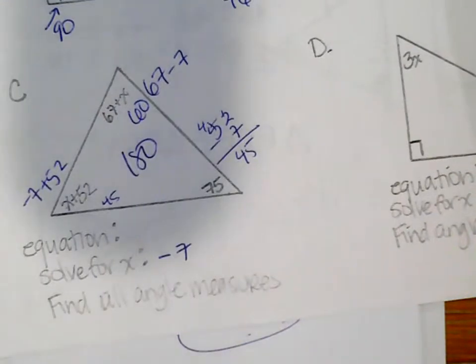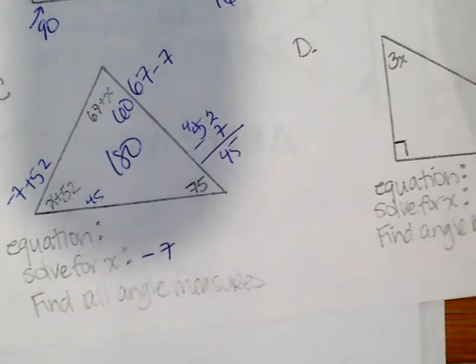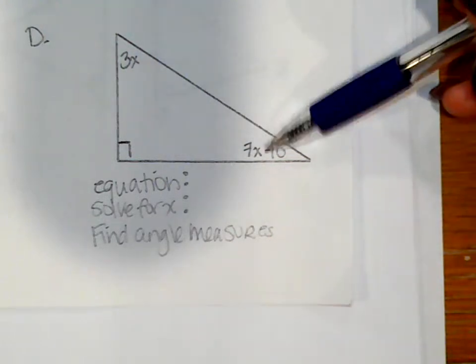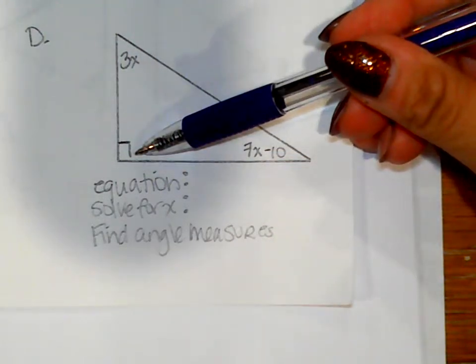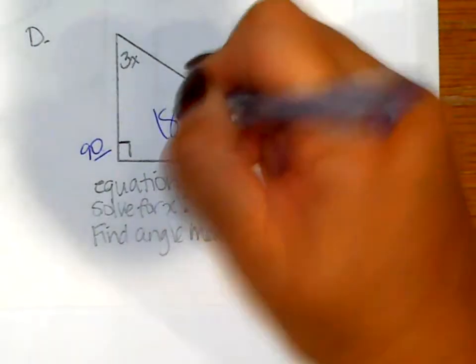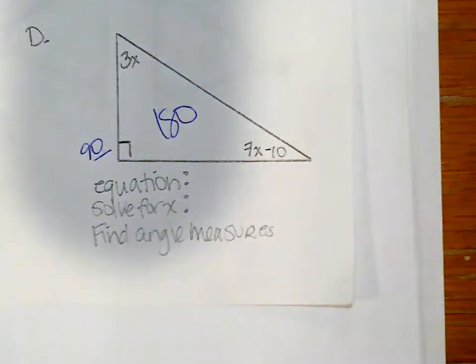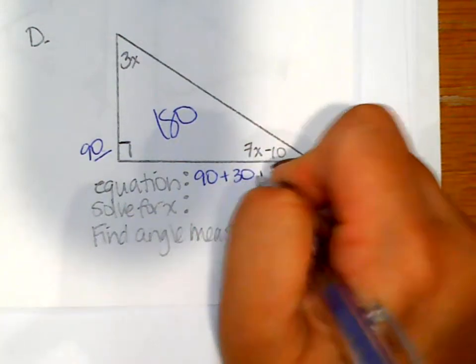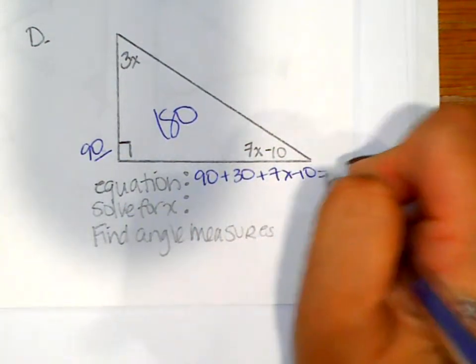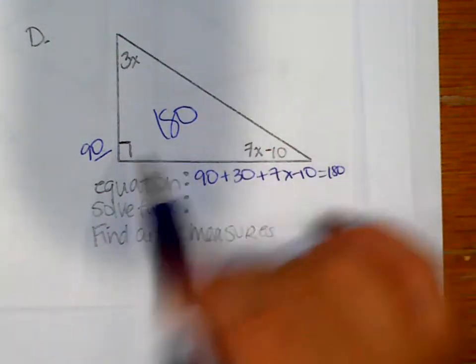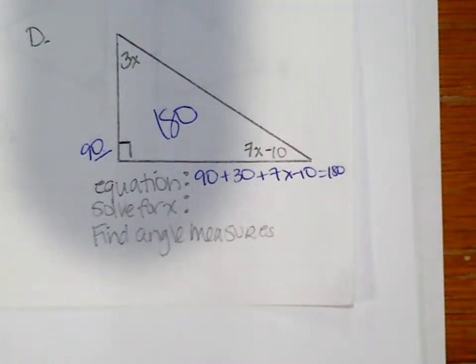All right, let's take a look at the next one for finding angle measure. And it's this guy right here. I have 3x, 7x minus 10, and this guy right here, which we already know is 90 degrees. I know that when I add them all up, I have to get 180. So my equation is going to be 90 plus 3x plus 7x minus 10 equals 180. Okay, you get a point just for adding them all up and setting them equal to 180.